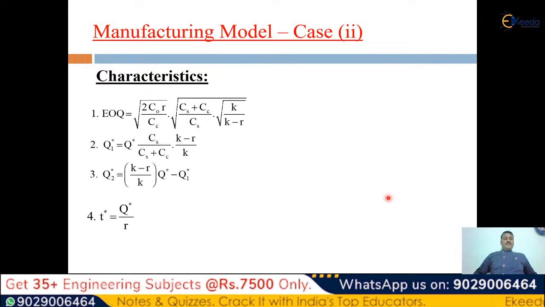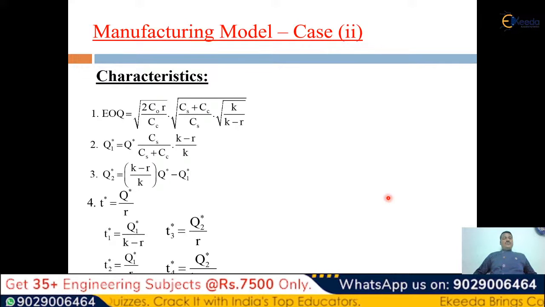So the formulas which are required over here are: the EOQ is equal to root over 2 C_O R by C_C into (C_S plus C_C) by C_S into root over of K by (K minus R). Q1 star is equal to Q star of C_S by (C_S plus C_C) into (K minus R) by K, and Q2 is equal to (K minus R) by K into (Q star minus Q1).